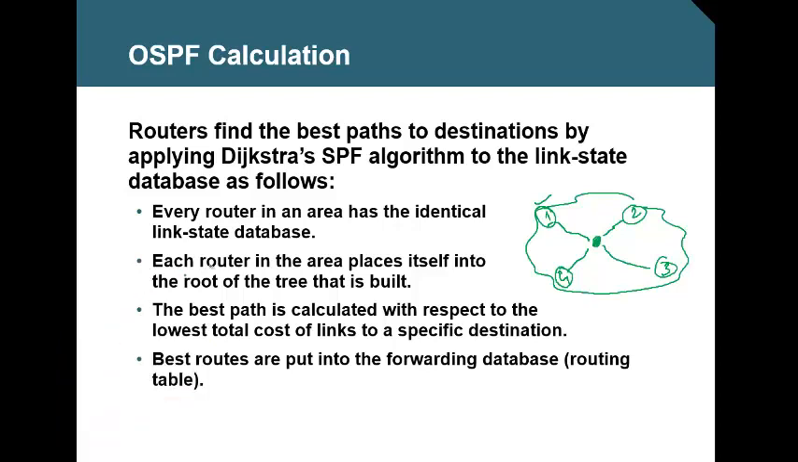So what happens is, in the map, the router will position itself. Router 1 will not position here. Router 1 will say, I'm here, now what is the best path to go to this destination? That's what it means here. Every router in an area has an identical link state database. Each router in an area will position itself at the root of the tree that is built. This is the tree that is built to reach this destination. It will fix itself, and the best path is calculated with respect to the low cost path.